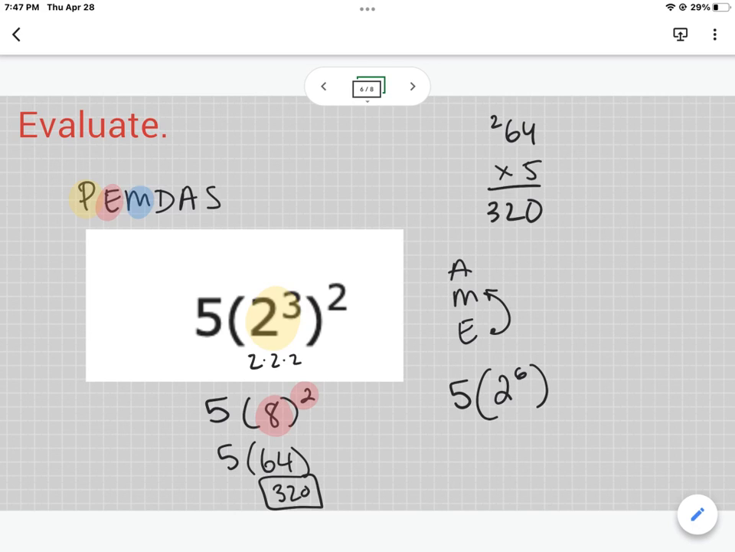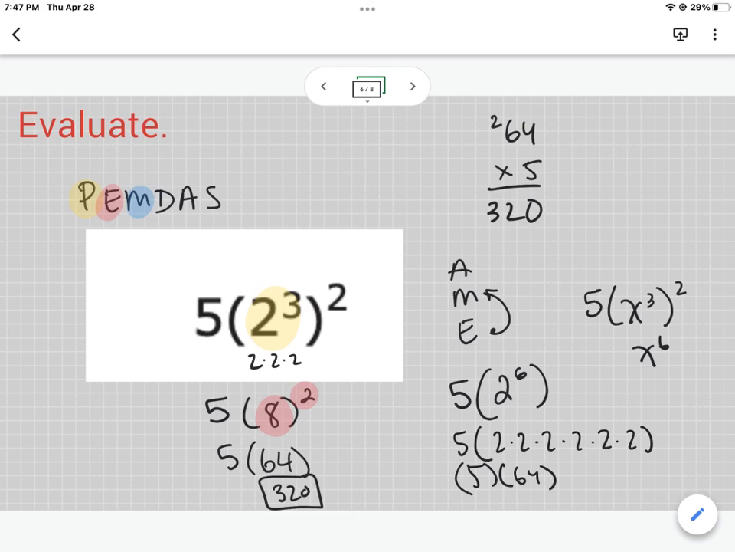Now, if it helps, you could think of it as 5 times x to the third to the second. And if you saw it like this, you might think, oh yeah, the exponent is being exponented, and that would be x to the 6th. And so when we apply these shortcuts, the base does not change. Same thing here. When I apply this shortcut, the 2 doesn't change. Then I would do 2 to the 6th, which means to do 2 times 2 times 2 times 2 times 2 times 2, and that's going to come out to 64, and so I still have 5 times 64, which is 320.